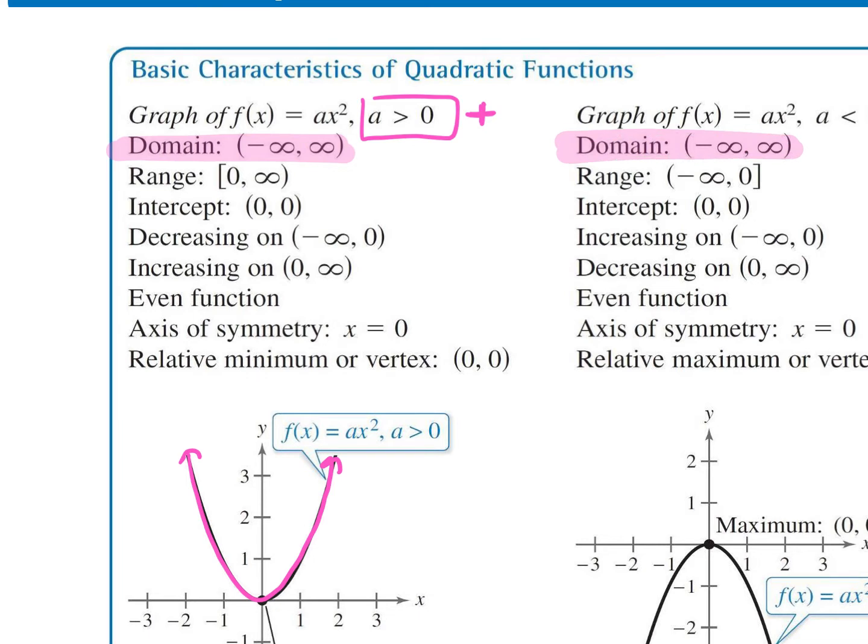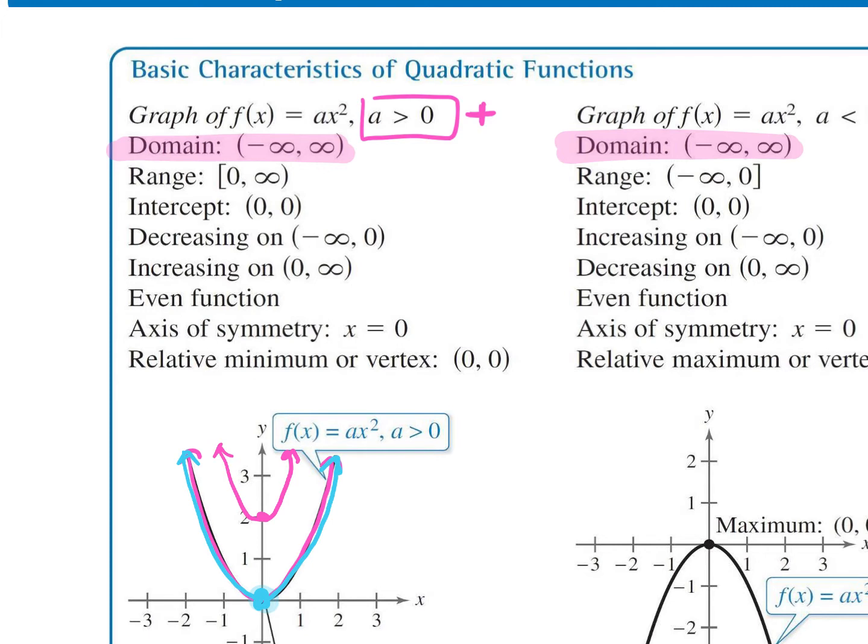Your range depends on where you start. If I started at 0 here, it would be 0 to infinity because it opens up. If my graph were shifted up to 2, let's say, my range would be from 2 to infinity. So the range just depends on where you start. Our graph here has the intercept (0, 0), so that's our x-intercept and our y-intercept because it crosses both the x-axis and the y-axis.